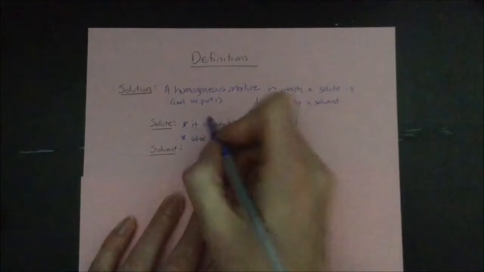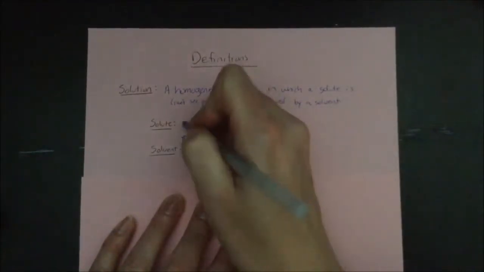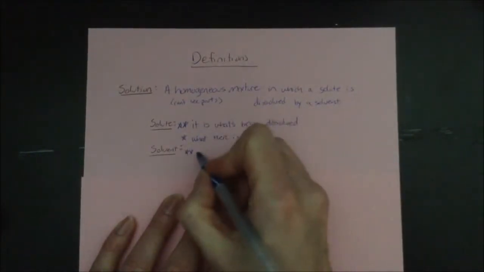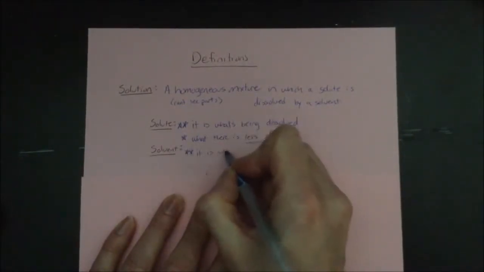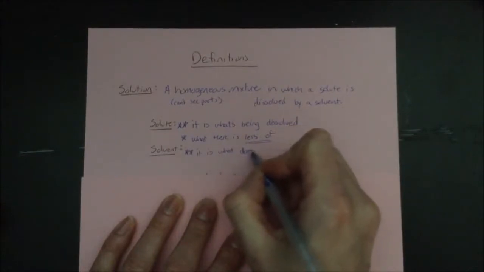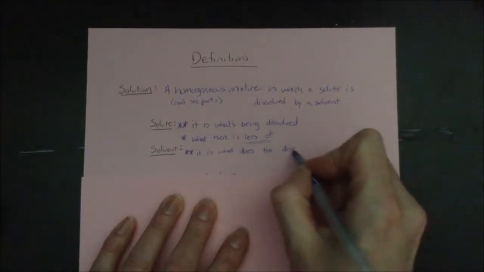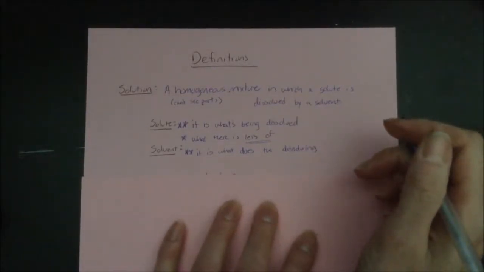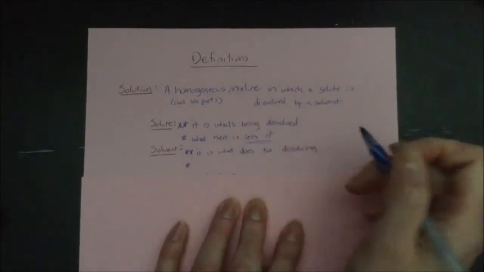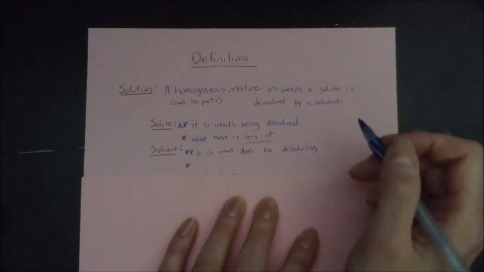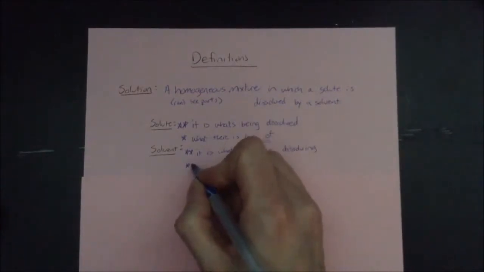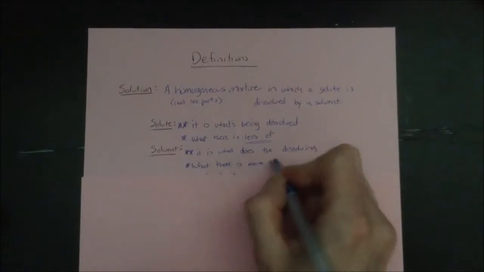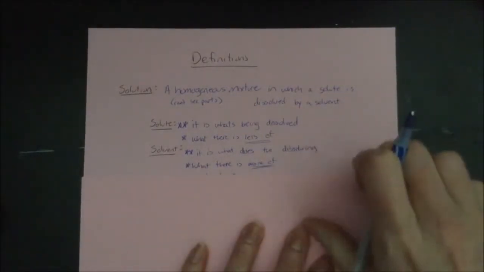Now the solvent, again, there's the 2 stars. If the solute is what's being dissolved, the solvent is what does the dissolving. So when you put salt in water, it is dissolved by water. So water is the solvent. Now sometimes, again, if you can't tell what was dissolved and what was doing the dissolving, then the other way to think about it is it's what there is more of.